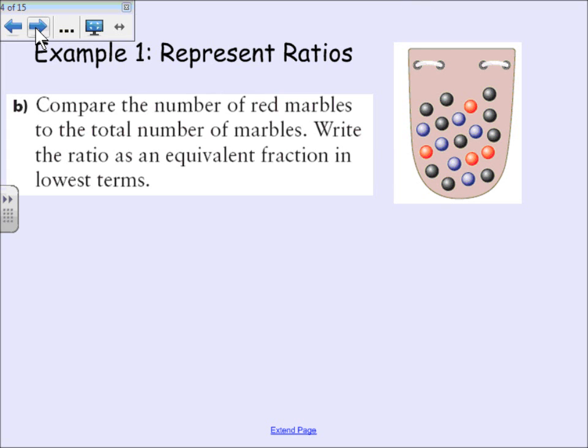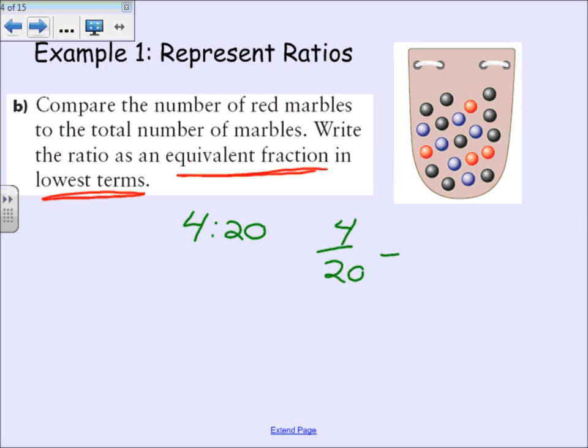So example 1, represent ratio. Compare the number of red marbles to the total number of marbles. Write the ratio as an equivalent fraction in lowest terms. So they want it as a fraction in lowest terms. Pause this video, and you can do this at home. Here, we will do this one. The answer is 4 to 20, or 4 over 20. So 4 over 20 goes down to 2 over 10, which gets down to 1 over 5. 1 over 5 is your correct answer.